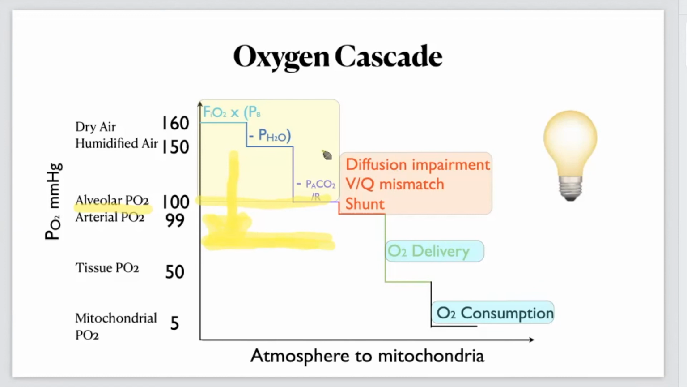Okay. This orange box here is what causes an increase in your AA gradient. So you've got your alveolar PO2 of 100. Because of these pathologies here, such as diffusion impairment, VQ mismatch, and shunt, this is what pushes this one down. And therefore, diffusion impairment, VQ mismatch, and shunt are the causes of hypoxemia with an increased AA gradient.